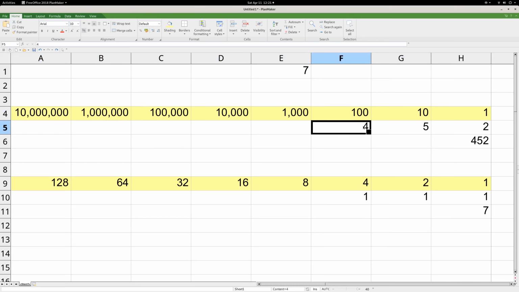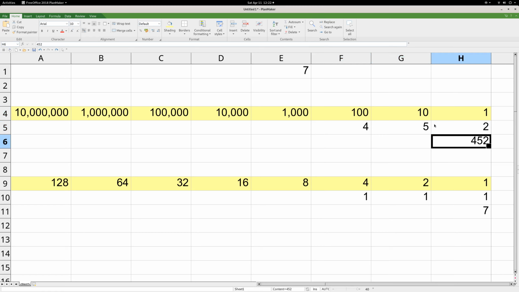If you have a number 452, the 4 corresponds to the third digit, which is 10 to the second power. It's 100. 5 corresponds to 10 to the first power. So 2 represents 10 to the 0th power, which is 1. So 452 equals 4 times 100 plus 5 times 10 plus 2 times 1. That's how you calculate a decimal number if you have multiple digits.